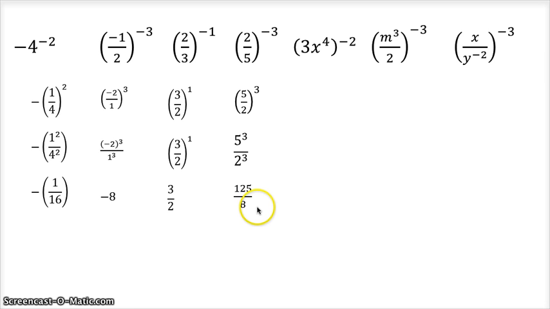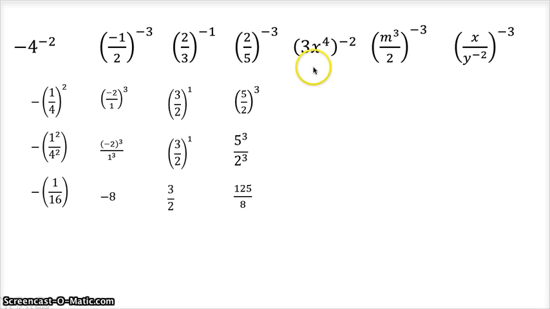Now if I have this on a test and you write the answer as a decimal, all I know is you know how to use your calculator. You're not proving to me that you know what a negative exponent means. So always leave your answers in fraction form and improper form.